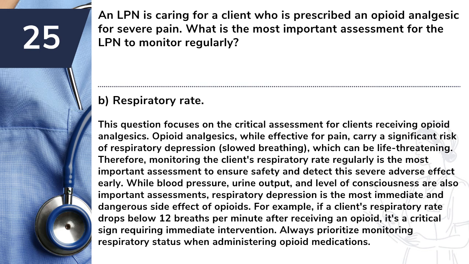Answer: B. Respiratory rate. This question focuses on the critical assessment for clients receiving opioid analgesics. Opioid analgesics, while effective for pain, carry a significant risk of respiratory depression, slowed breathing, which can be life-threatening. Therefore, monitoring the client's respiratory rate regularly is the most important assessment to ensure safety and detect this severe adverse effect early. While blood pressure, urine output, and level of consciousness are also important assessments, respiratory depression is the most immediate and dangerous side effect of opioids.